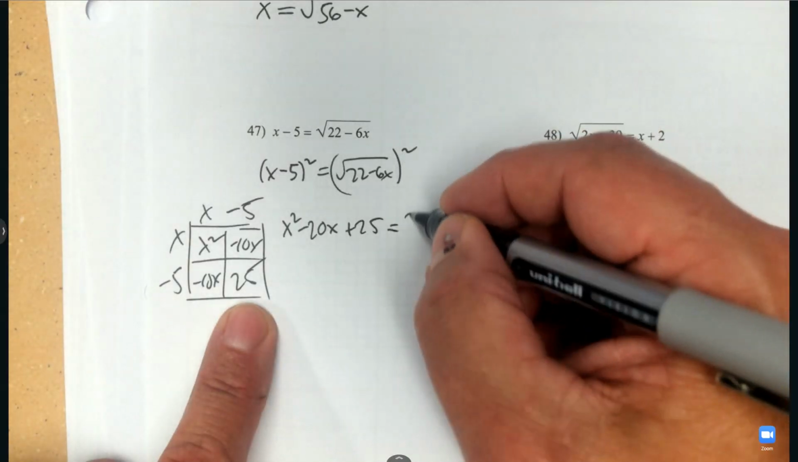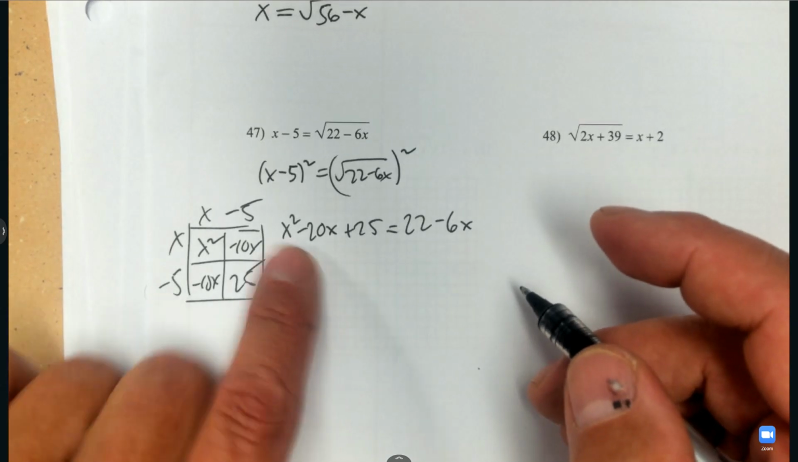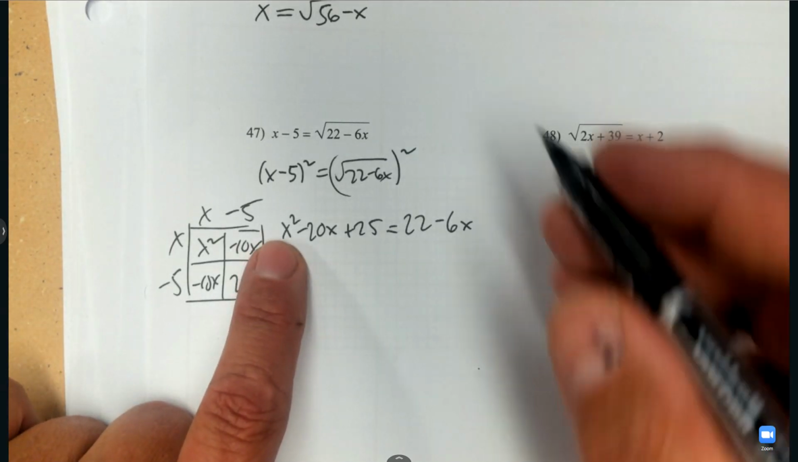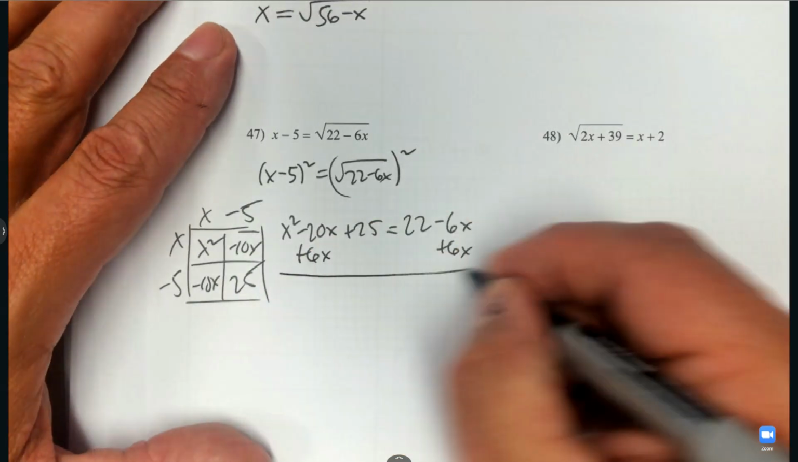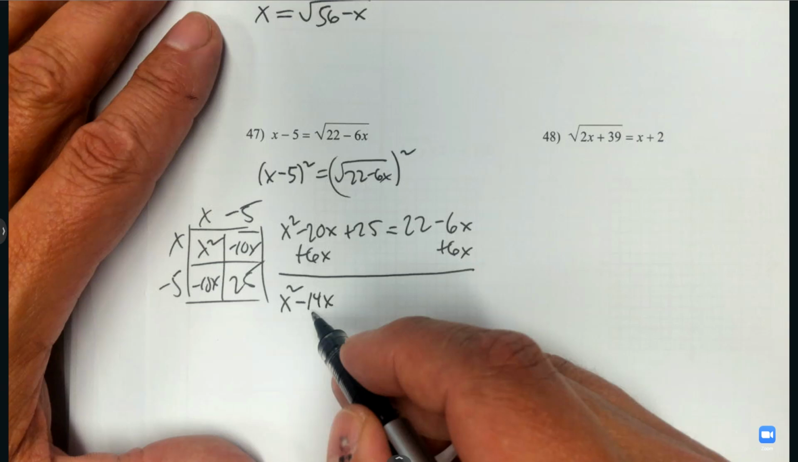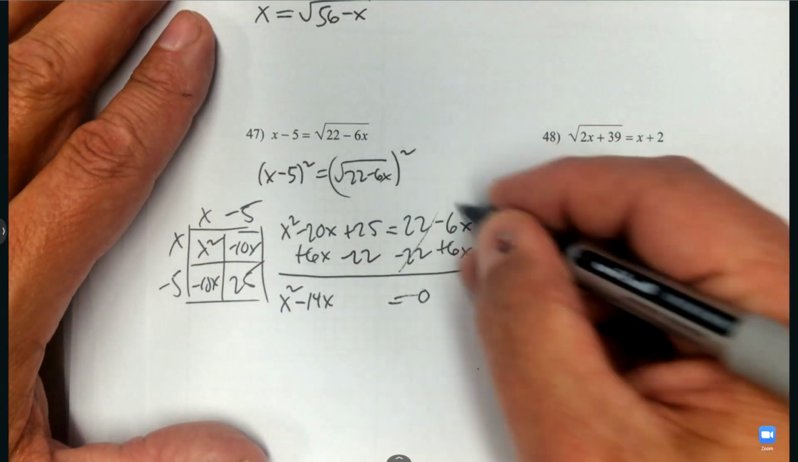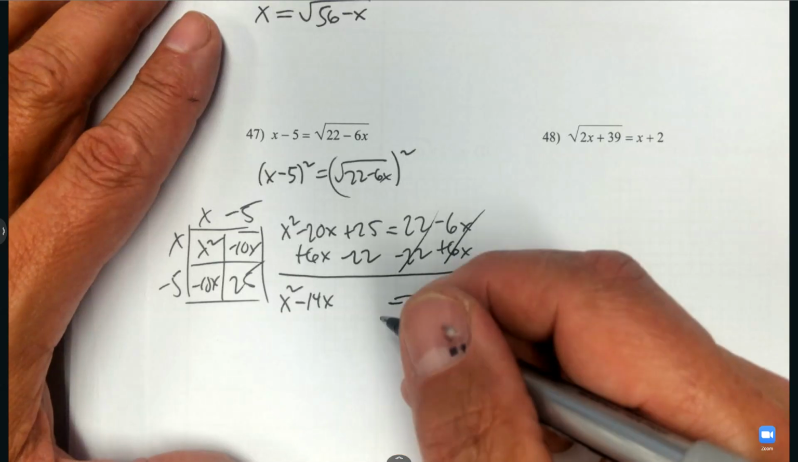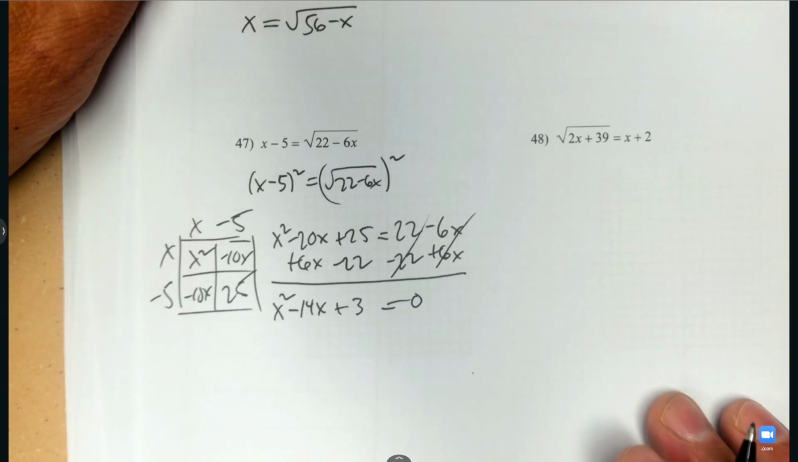These just cross out, and you have 22 minus 6x. Then I'm going to combine like terms. So the power term is here. It's positive. So I'm going to add 6x to both sides. So -20 plus 6 is -14. I'm going to subtract 22 from both sides. That makes this 0. 25, take away 22. That's 3. What did I do wrong?